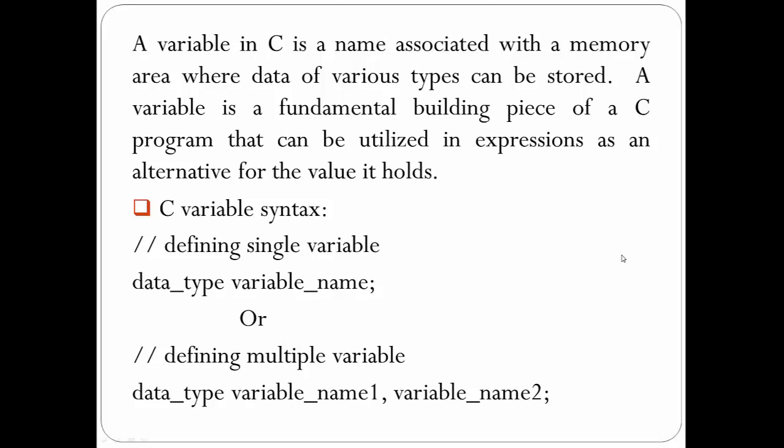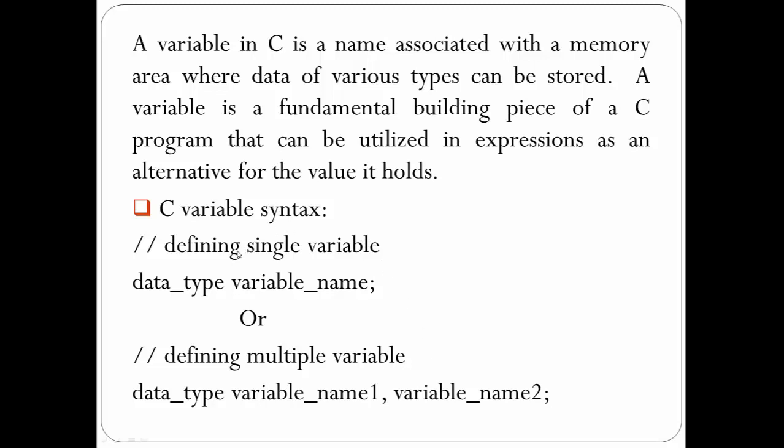A variable in C is a name associated with a memory area where data of various types can be stored. A variable is a fundamental building piece of a C program, which can be utilized in expressions as an alternative for the value it holds. So here we can see the variable syntax. We can define a single variable or we can define multiple variables.